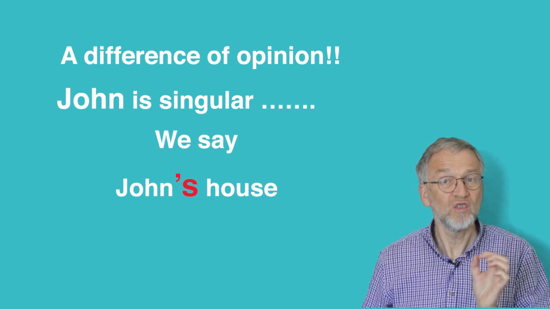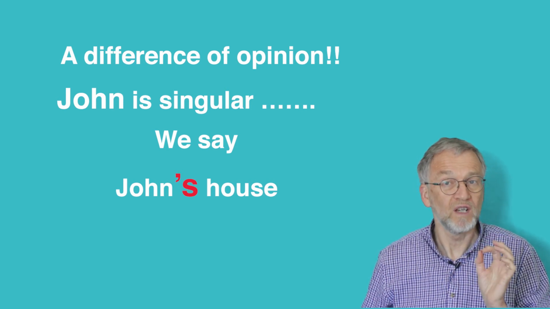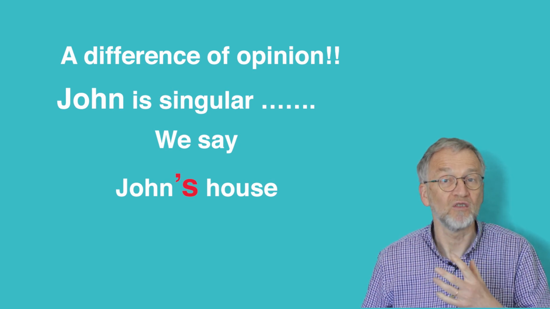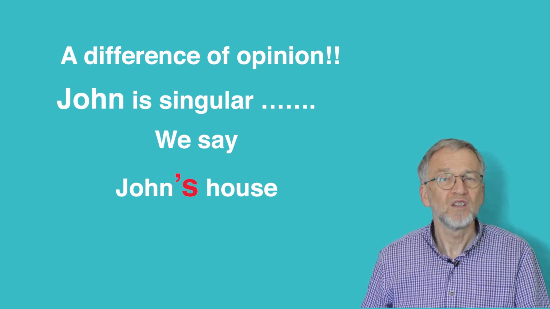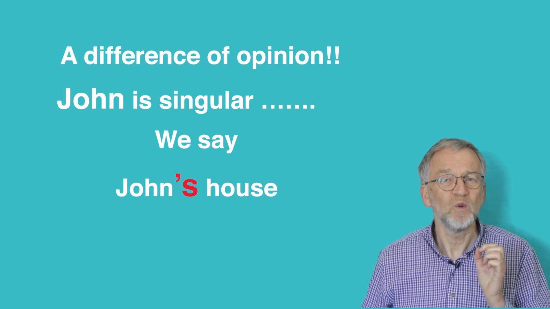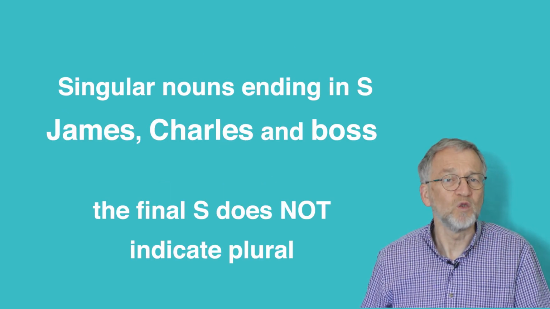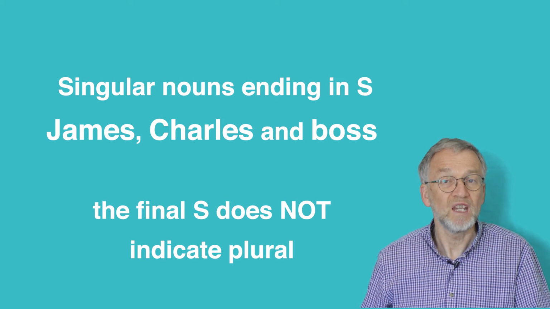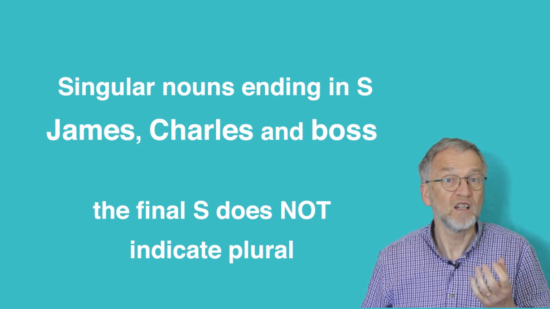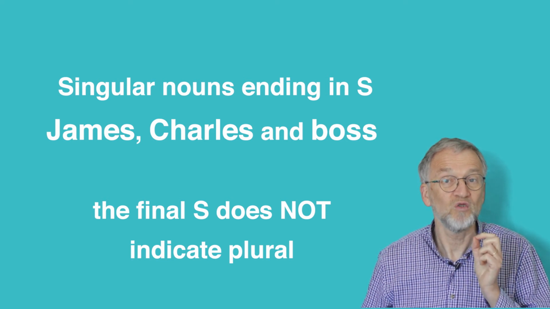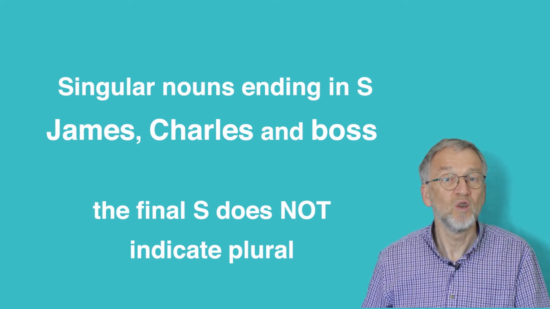Okay. Now, here there is a difference of opinion. Okay, so John is singular. No doubt about that. So we say John's house. John apostrophe S house. Okay, but singular nouns ending with S, sometimes there is a different way of doing things. Okay, so James, or Charles, finishes with S, but it's not plural. It's also singular.